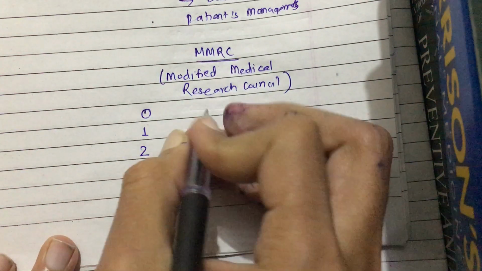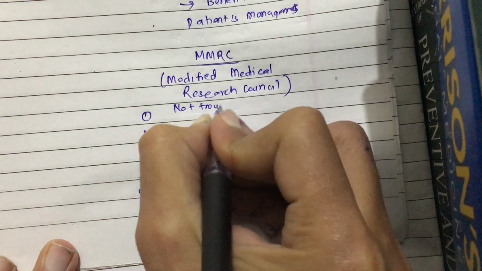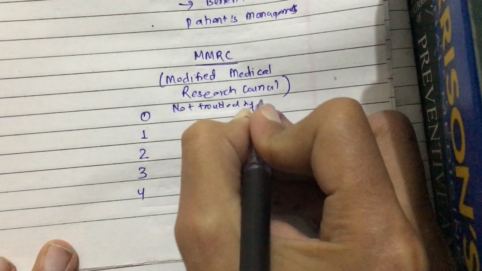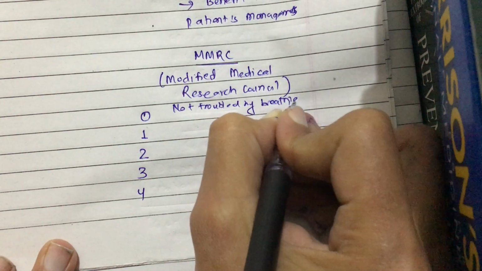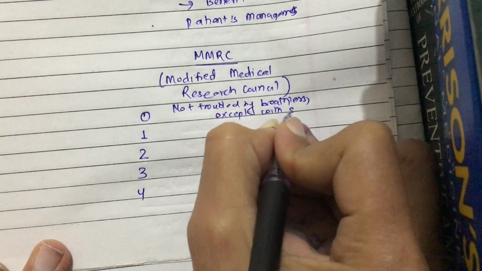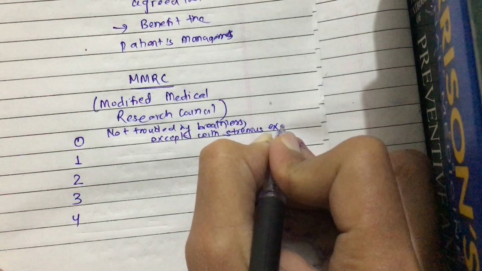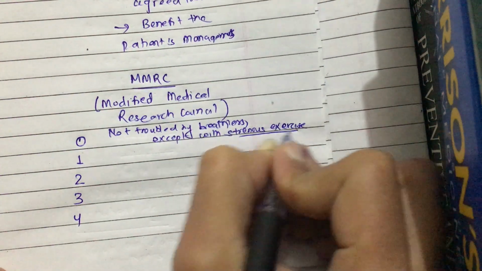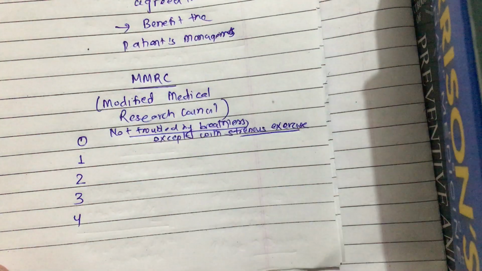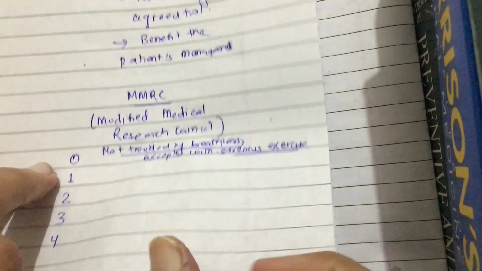0 means it is normal, that means not troubled by breathlessness, there is no breathlessness, except with strenuous exercise. In normal individuals we have dyspnea on strenuous exercise, but there is no trouble of dyspnea at other times, so it is 0. 0 means no trouble with breathlessness.